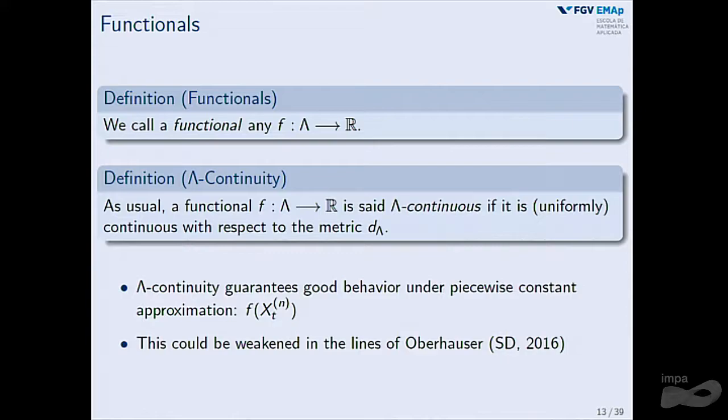This notion of continuity comes to guarantee the proof of the functional Ito formula we'll see. The main idea of the proof is to do a piecewise constant approximation of the path. So you go back to the standard setting of multidimensional Ito calculus, and you guarantee the good behavior, or the convergence, of this to the F of X_t. And it was weakened along the lines of the Oberhauser paper published in Stochastic Dynamics.